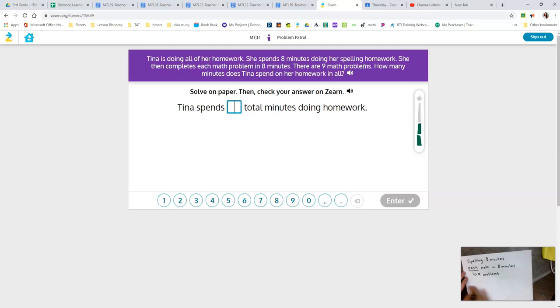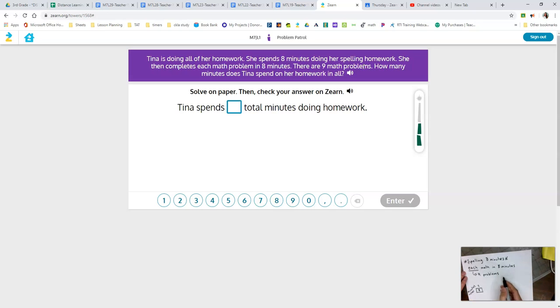I'm going to draw a tape diagram that's going to represent the total number of minutes that Tina spends doing her homework. First, I'm going to start with this part where it says the spelling took her 8 minutes. So this tape diagram is going to represent the total minutes she spent doing her homework, okay? So spelling, I'm going to represent with an S, and I'm going to put an 8 in that box because that is 8 minutes she spent doing this part of her homework.